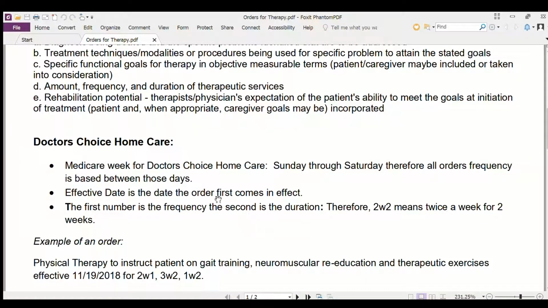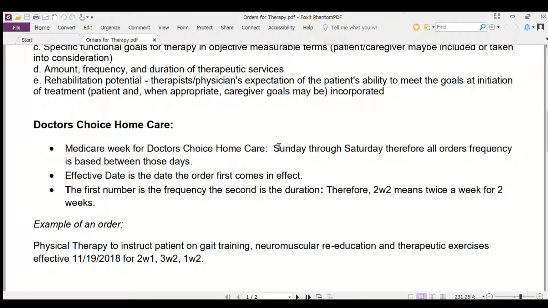With regards to doctor's choice, we write our orders on the Medicare week, Sunday through Saturday. The effective date is going to indicate the date that the order first comes into effect. And the first number is the frequency, and the second number is the duration. Therefore, 2W2 means twice a week for 2 weeks.